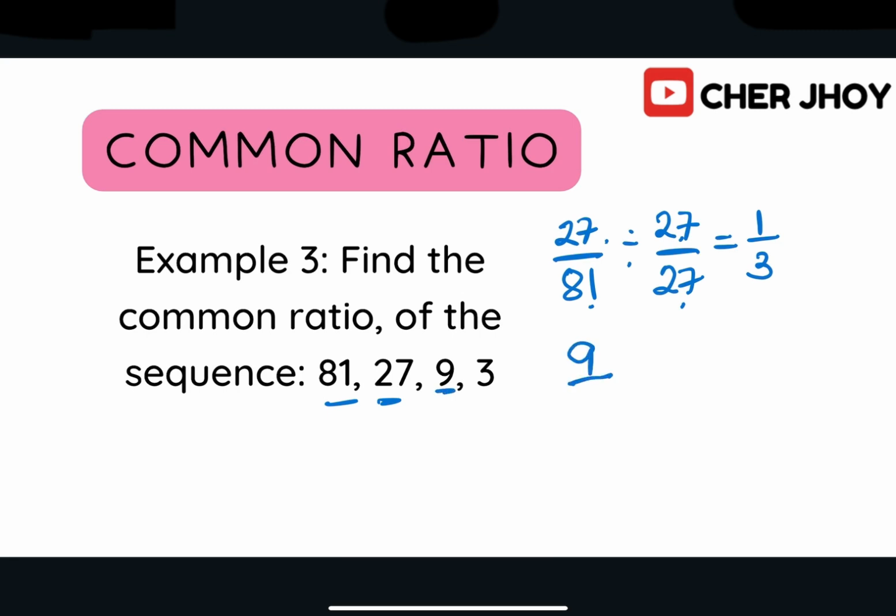Next, we have 9 all over 27. They are both divisible by 9. So 9 divided by 9, the answer is 1. 27 divided by 9, the answer is 3. So 1/3 is our final answer.